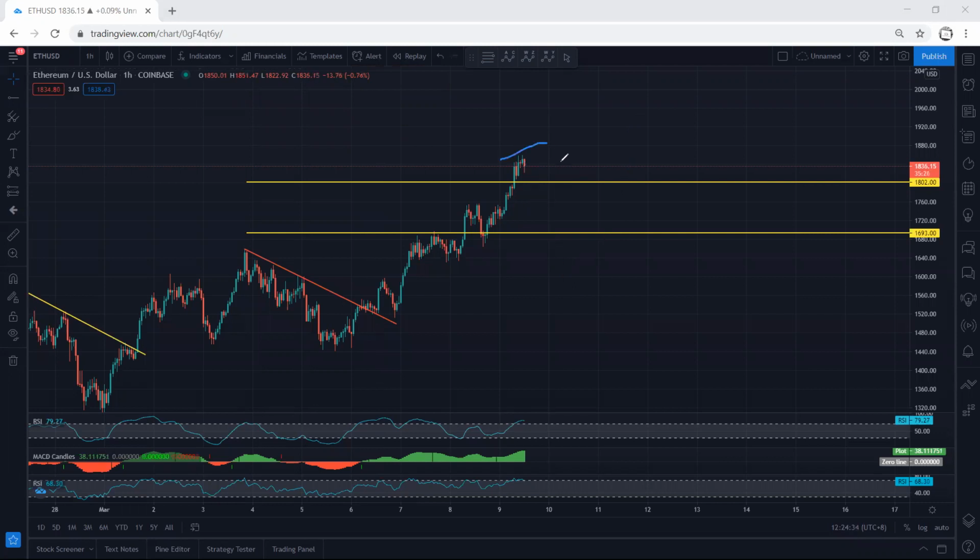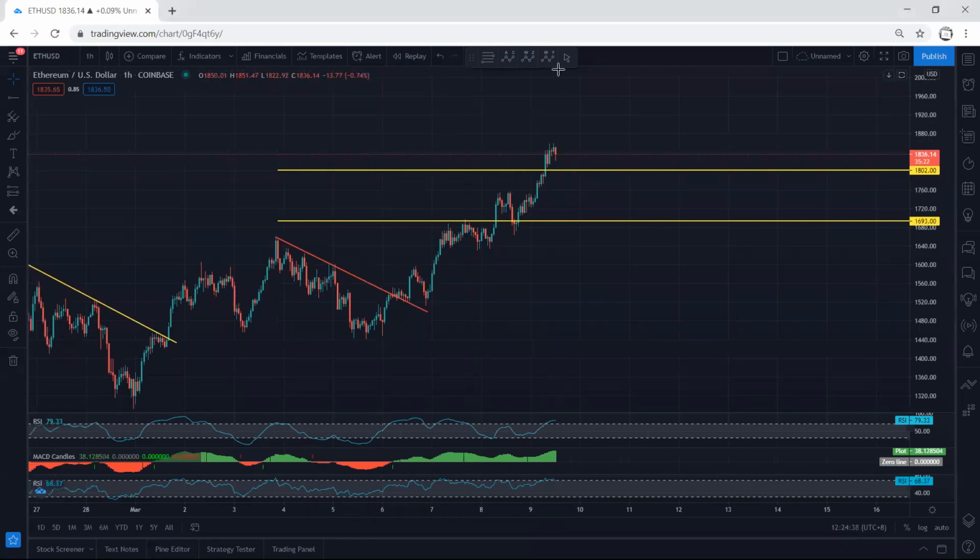But right now we don't have any trade setup. Anyway, we just follow the chart. If I see any update or any trade setup, I will share.